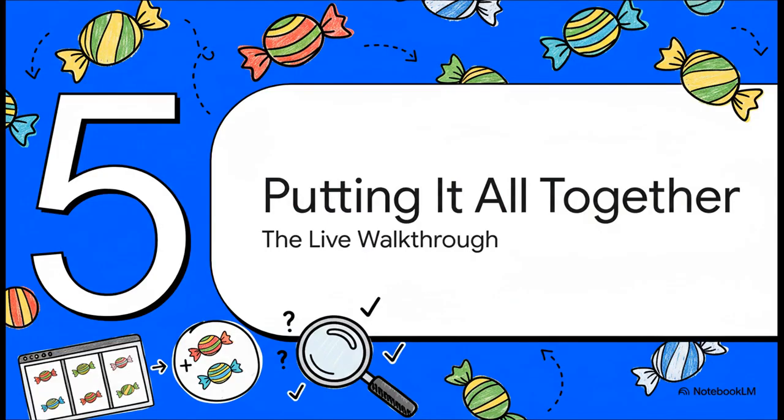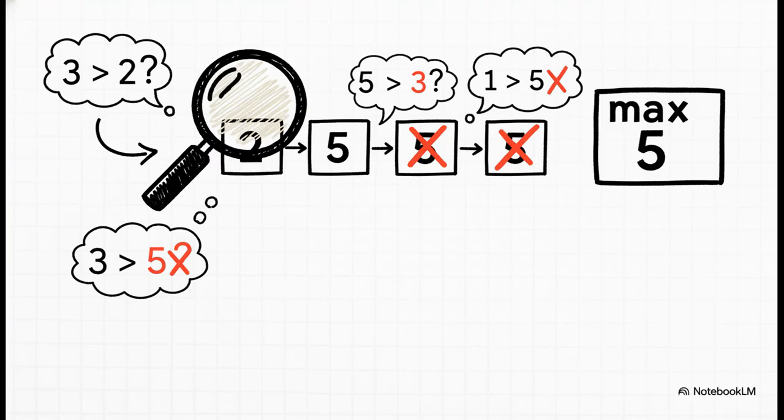Okay, theory is great, but let's see this thing in action. We'll trace the code using that first example from the problem. The candies array is 2, 3, 5, 1, 3, and we have 3 extra candies. Okay, pass 1. We set max to the first value, which is 2. The loop starts. It sees a 3. Is 3 greater than 2? Yep. Max is now 3.